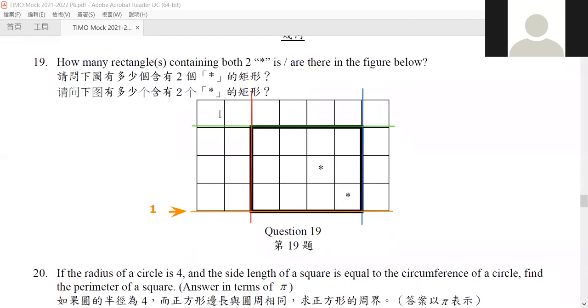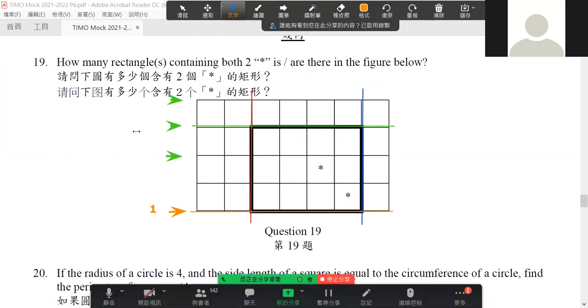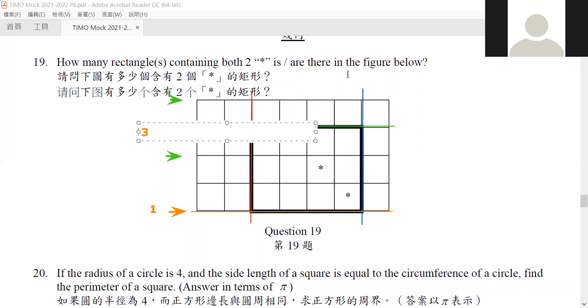How about the top? Again, if it is going to contain all 2 stars, the top must be above the 2 stars, which is these 3 positions. So the top can only be selected in these 3 positions.